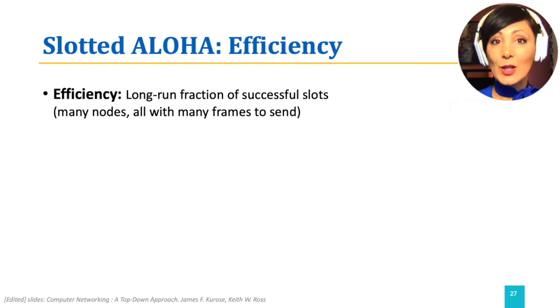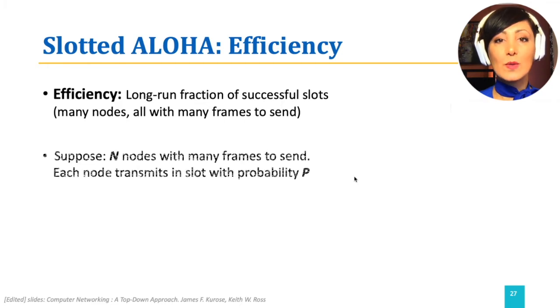Is slotted Aloha efficient in sharing the link with service users? Let's find out. Suppose we have n nodes, and in our setting, all nodes always have fresh frames to send. Each node transmits in a slot with probability p. We try to find out the maximum efficiency of slotted Aloha.